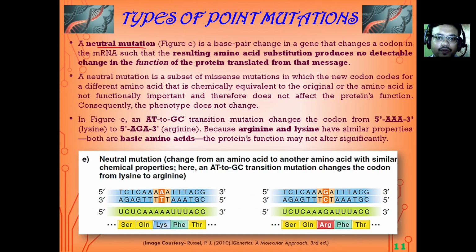In case of neutral mutation, however, the resulting amino acid substitution produces no such changes in the function of the protein. Why? Because the amino acid which is getting inserted after this change actually possesses the same property as the amino acid which was present before. Like here in this case, the 5' AAA 3' has been changed into 5' AGA 3'. Here lysine has been changed into arginine, but no detectable property change could be noticed because both arginine and lysine are basic amino acids.